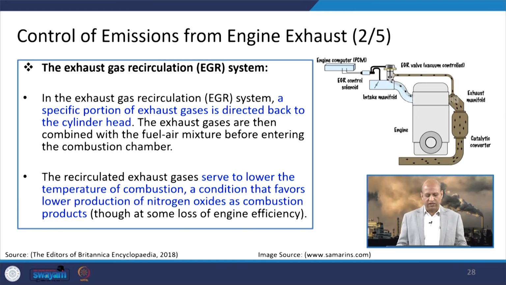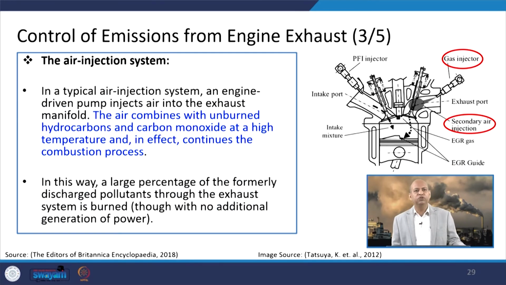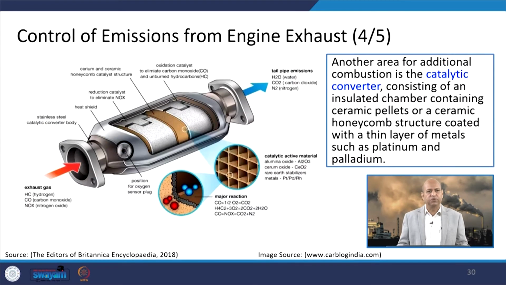In the air injection system, basically, the air combines with the unburnt hydrocarbons and carbon monoxide at a high temperature, and in effect continues the combustion process. A large percentage of formerly discharged pollutants through the exhaust system is burned with no additional generation of power, but it is burned so that it is converted into carbon dioxide and those final products of complete combustion.